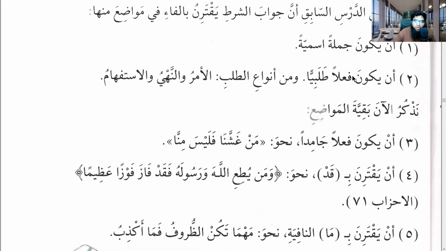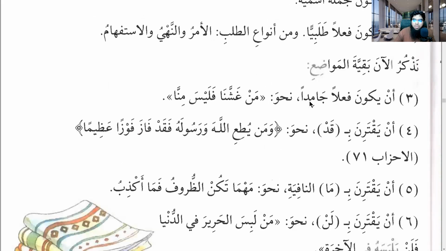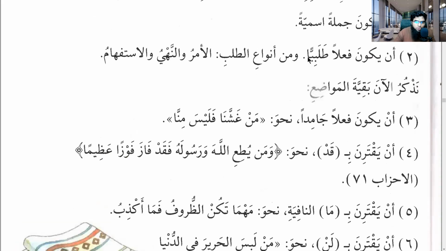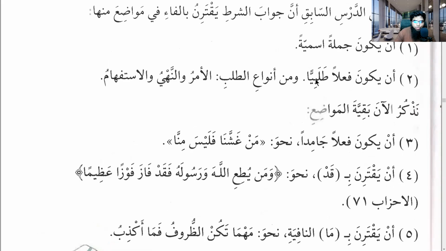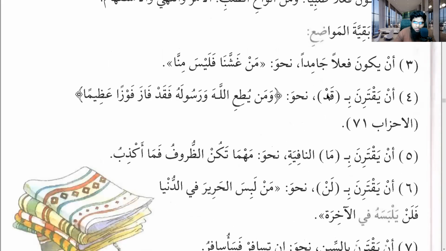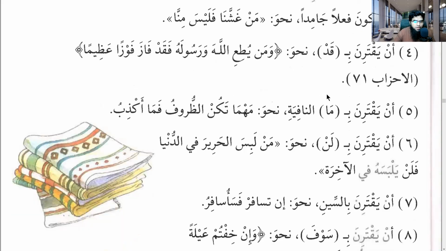So ismiya, talabiya. Talabi is amr nahi istifham, and then jamid. So this talabi includes three things. So 1, 2, 3, and qad for stressing. So if you want to stress, use qad, and then you bring fa. If you want to negate, ma and lan, past or present or future, whatever, ma and lan.